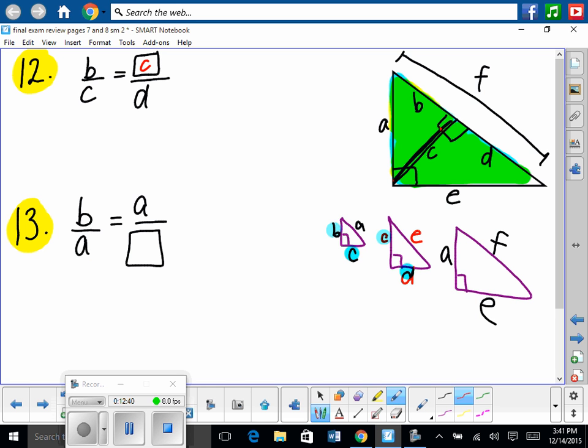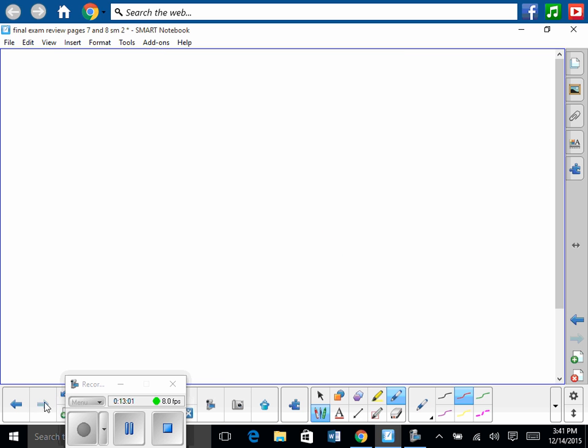Very good. And then we have B over A, so I'm going to highlight again. So we have B over A is equal to blank over A. It's got to be F over A. Or A over F, sorry, A over F. So those sit in the same spot. They're corresponding sides of corresponding sets.